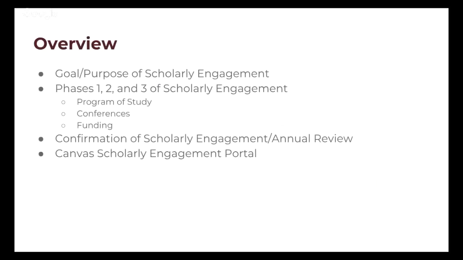Okay. So here's an overview of what we're going to be talking about. First, we will cover the goal or the purpose of scholarly engagement. We'll cover the 3 phases of scholarly engagement, including a little bit of information about developing a program of study. We'll talk about conferences and funding for conferences. And then we'll end with how you confirm your scholarly engagement activities, which is by way of your annual review. And we'll look at our Canvas Scholarly Engagement Portal, which is brand new and super awesome and going to make things a lot easier for not only you, but also your advisor.